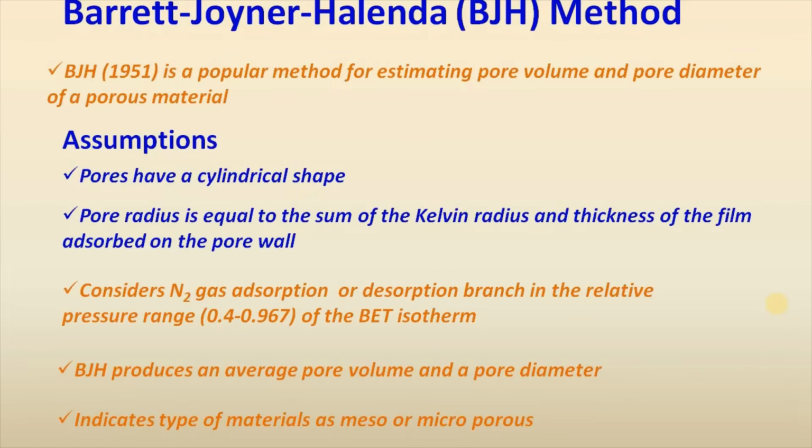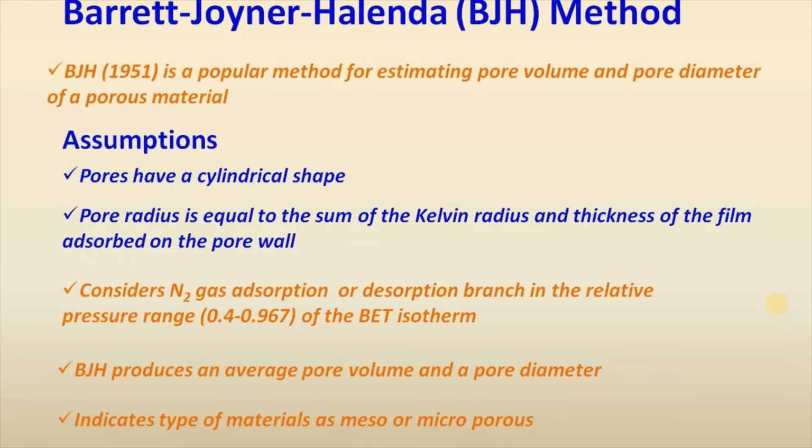BJH is a popular method for estimating pore volume and pore diameter of a porous material. However, it has two assumptions. The first one is pores have a cylindrical shape. Pore radius is equal to the sum of Kelvin radius and thickness of the film adsorbed on the pore wall. It also considers nitrogen gas adsorption and desorption branches in the BET isotherm.